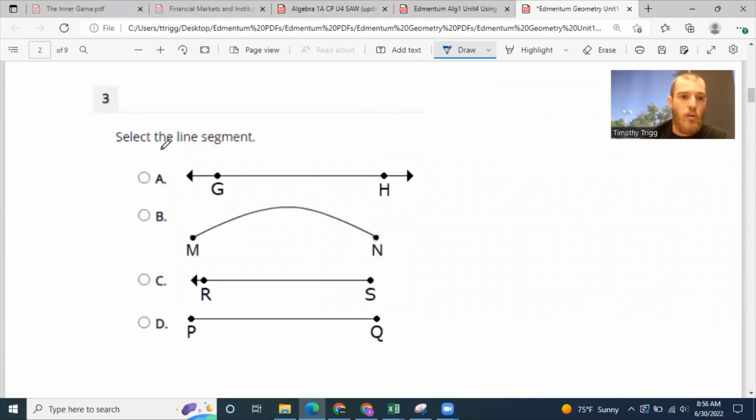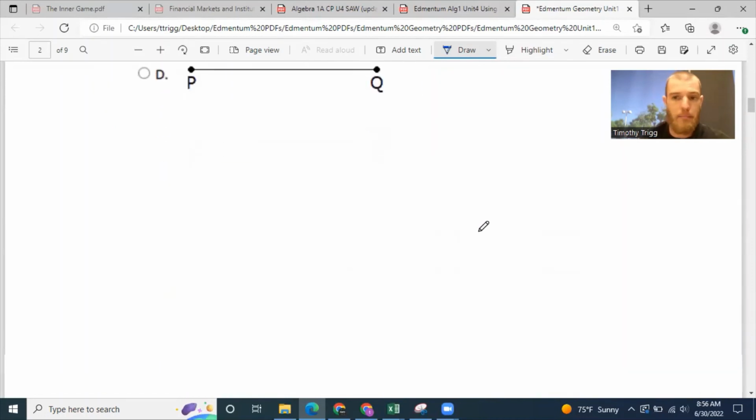Select the line segment. So if you remember, a line segment does not have arrowheads. If it has an arrowhead, that means it continues going. If it has arrowheads on both sides, we call that a line. If we have an arrowhead on just one side, we call that a ray. And if it doesn't have arrowheads on either side, then that's a segment, but it needs to be straight just like a line. That's why we call it a line segment.